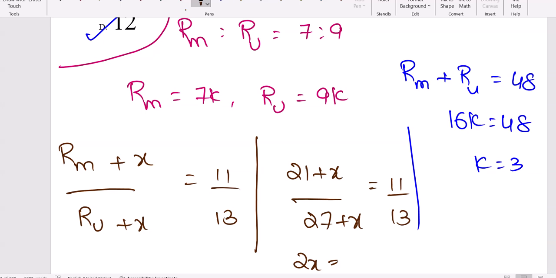Sorry, yeah, this is 2. Yes, 273, that is 297. Then the difference will be equal to 24, x will be equal to 12. Yeah, this answer is also the same, 12 only. See, previously we got 12, now also 12.